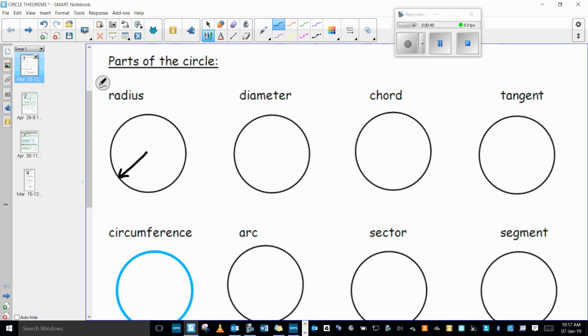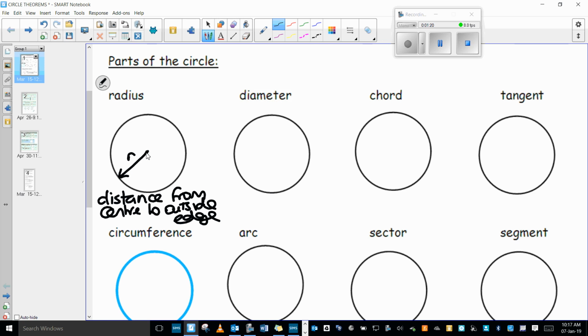Okay, so distance from centre to outside edge. Okay, lovely jubbly. And obviously your radius can go anywhere on your circle. It doesn't have to be where mine is. We usually label it with the letter R because we're really out there with maths. And we use the letter R to mean radius.